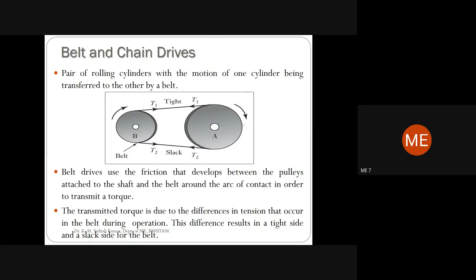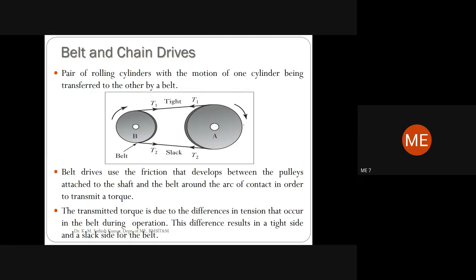Now in this case we have the tensions. Because of the difference in tension on the tight side and the slack side, the movement of the belt is going to occur. So that is the basic understanding.